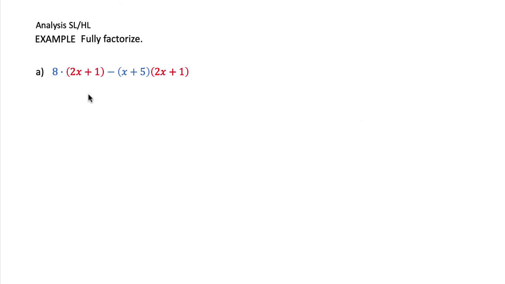Now, in example A, we have two kinds of terms. We have the first in here and then the second. Now we have to think, what do these two have in common? Well, both of them have 2x plus 1. And that 2x plus 1 is going to be our common factor. Then place it in the place of the common factor and open brackets.